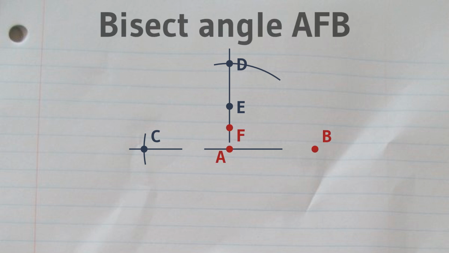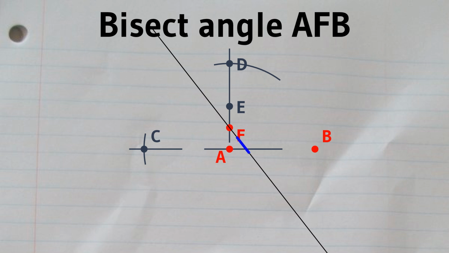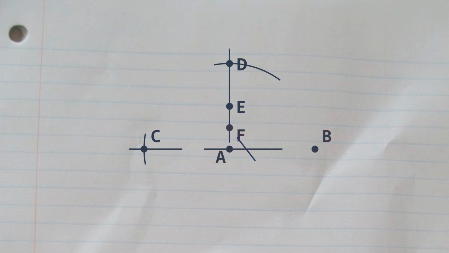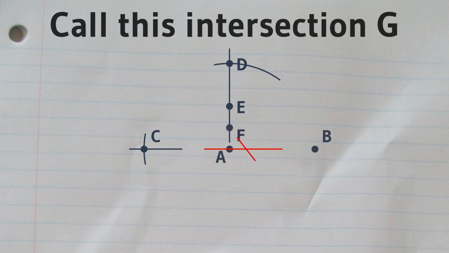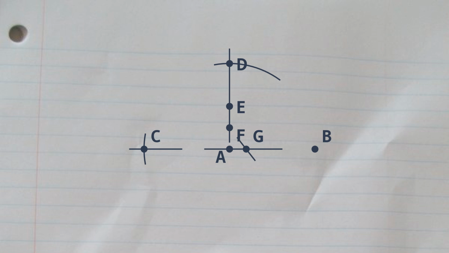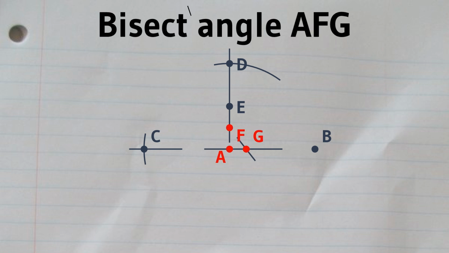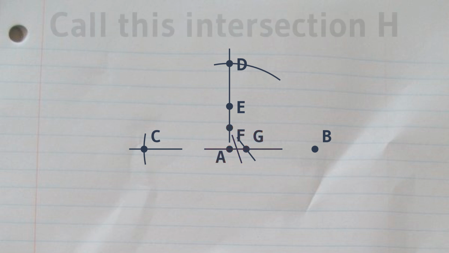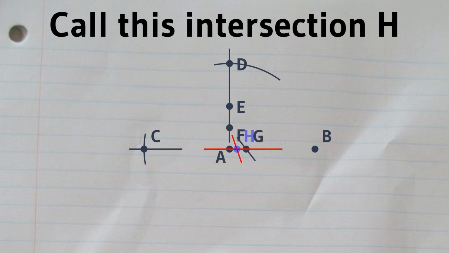That makes a nice little angle, AFB, which we bisect using the ruler and compass. There's a few steps there, but it's not hard to do. That new intersection point we'll call G. And then we need to bisect this angle as well, AFG. We'll call that intersection point H.